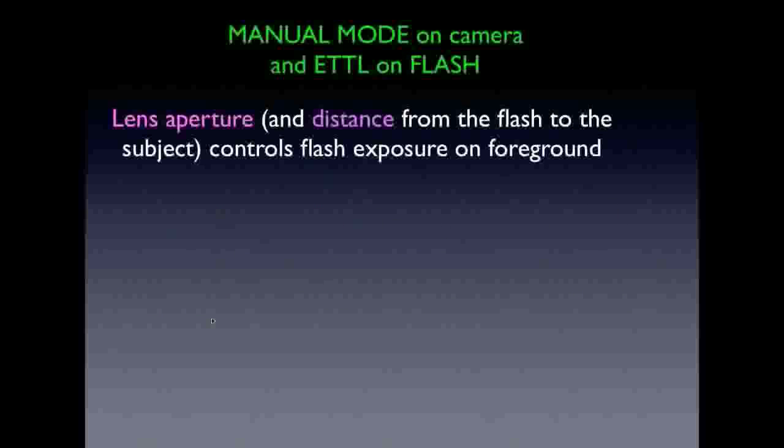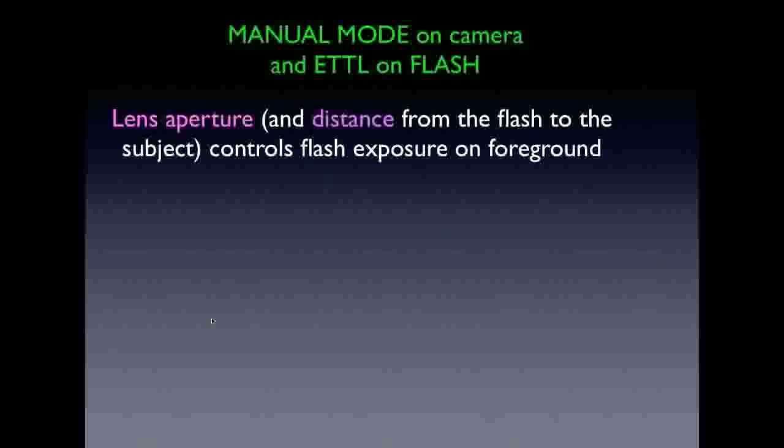There are some cameras that will sync at a higher speed, but not that many. Here's where you have to put your thinking cap on and really focus on what I'm talking about, because this is the bottom line to controlling flash exposure. If you use manual mode on the camera, but ETTL or ITTL on the flash, in other words, the automatic exposure on the flash, but manual mode on the camera, the lens aperture and the distance from the flash to the subject controls the flash exposure on the foreground. Let me say that again.